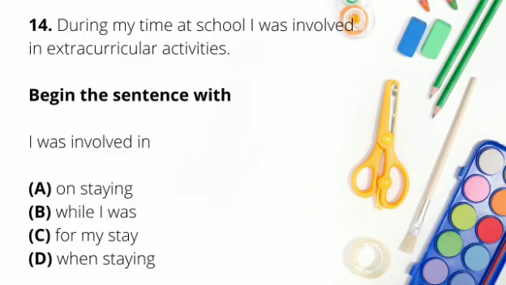Question 14. During my time at school, I was involved in extracurricular activities. Begin the sentence with "I was involved in." So would we select A, on staying, B, while I was, C, for my stay, or D, when staying? So I was involved in what? I was involved in extracurricular activities. When? While I was at school.